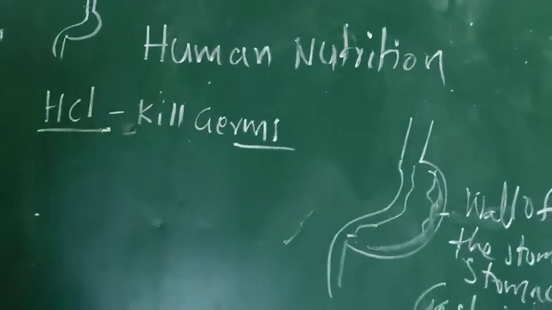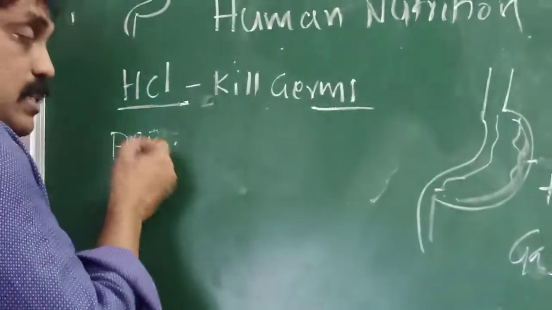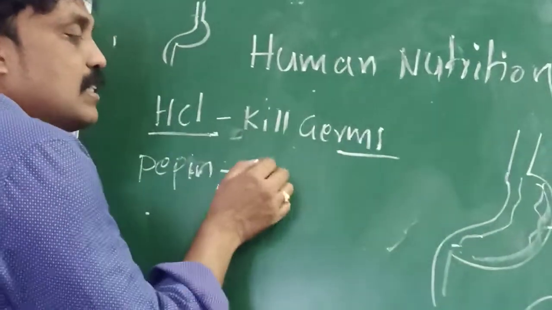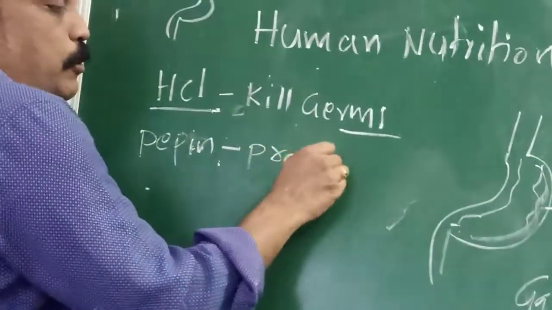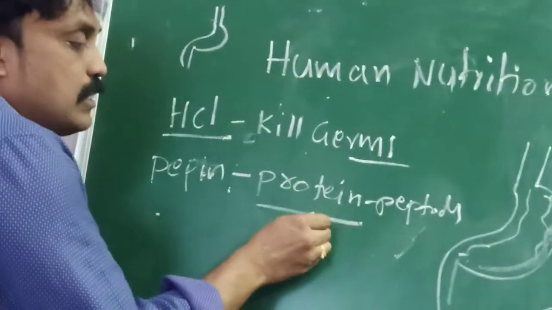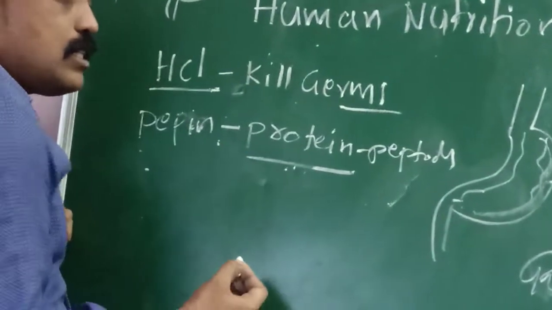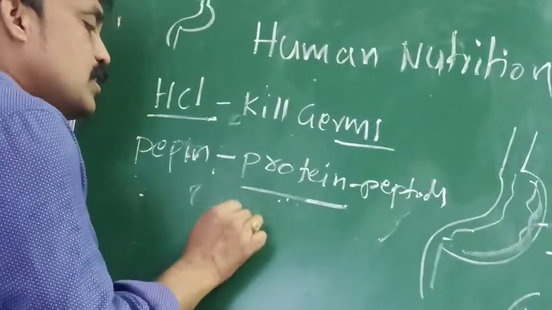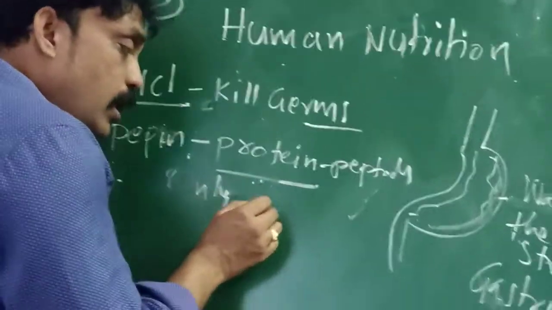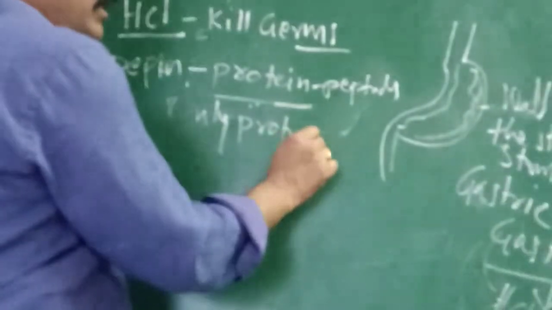Not only that, pepsinogen is activated by HCl and converts into pepsin. Pepsin partially digests proteins into peptides. Try to understand: which food components are digested in the stomach? Only proteins are partially digested in the stomach. The remaining carbohydrates and fats are not digested in the stomach.